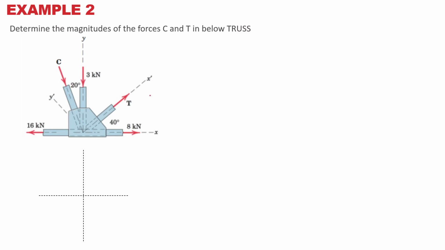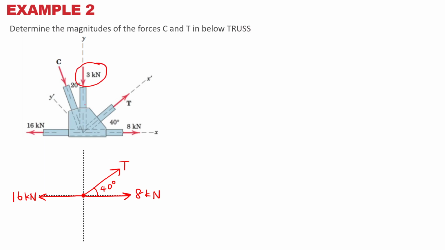challenging. What is it? What does it want? Determine the magnitudes of the force C and T. Okay, that's easy. C is unknown. T is unknown. Two unknowns. So you've got this nice little axis here. Now label. Of course, you're going to have this one: 16 kilonewton to the left, 8 kilonewton to the right. T. Okay, let's draw T. T is unknown. The angle is 40 degrees.